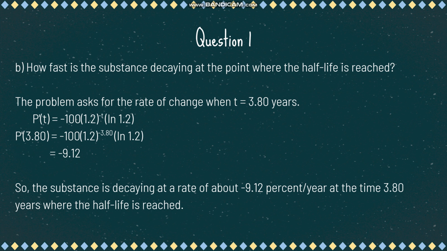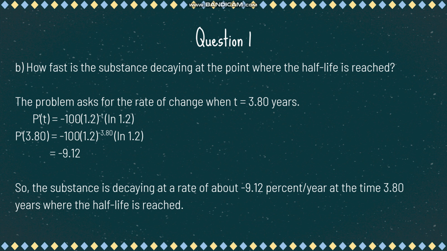B. How fast is the substance decaying at the point where the half-life is reached? So the problem is asking for the rate of change when t equals 3.8 years, the number we found just now. So first we differentiate the equation. For differentiating this equation, we use the logarithmic rule. It's posted in the lesson notes, as I said. So if you're unfamiliar with the rule, go back and look through it. Then the derivative is negative 100 times 1.2 to the power of negative t times natural log of 1.2.